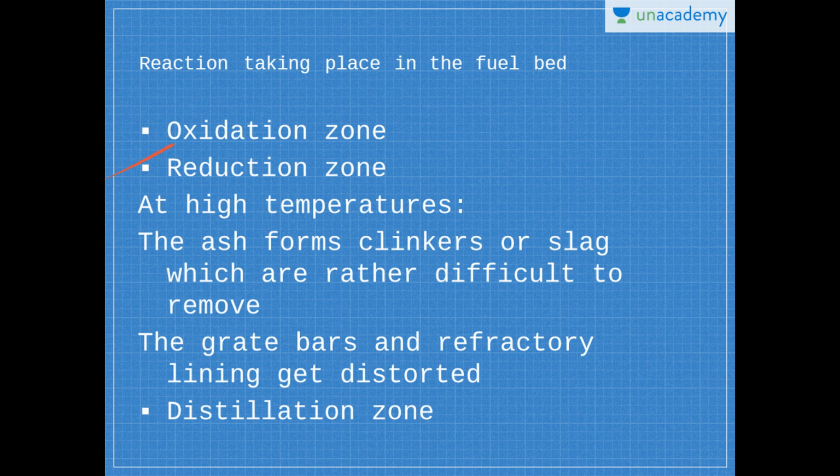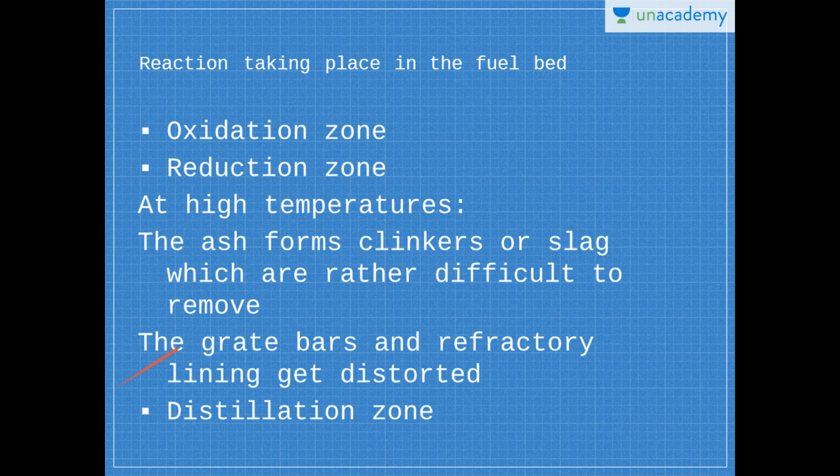Then in the reduction zone, which is the second part of the reactions taking place in the fuel bed, the carbon dioxide present in the oxidation zone rises to the hot bed and is reduced by coke to carbon monoxide. The fuel in the apparatus gets heated up to 1000 degrees centigrade and beyond. At high temperatures, the ash forms clinker or slag, which is rather difficult to remove, and the grate bars and the refractory linings get distorted.